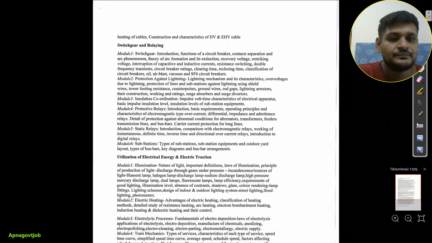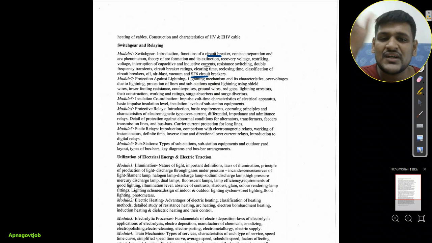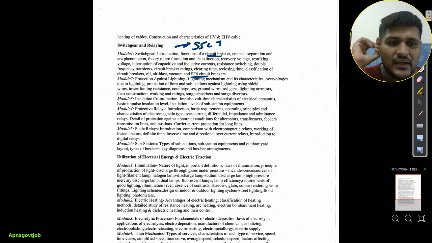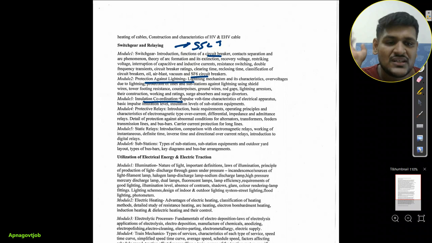Then switchgear and relaying, basics of switchgear, circuit breaker, okay, basic knowledge you should have. SF6 circuit breaker, types of circuit breakers, if you studied for your AE JE exam, so for this definitely SSC JE last 10 years you can refer, what is the type of circuit breaker, then protection against lightning, all these things you will get there, insulation, substations, static relays, okay.